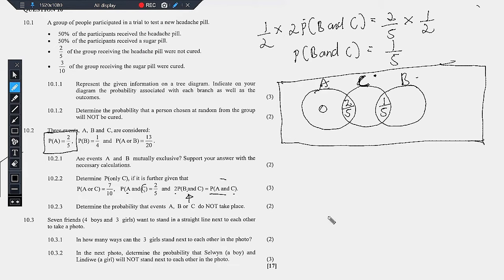So that means we have 0, right? And then what is the probability of B? We are given 1 over 4, but then the intersection only takes 1 over 5. Guys, fractions can be really confusing. 1 over 5 is smaller than 1 over 4. So in order to get the probability of B only, you'd have to obviously say 1 over 4 minus the intersection, which is 1 over 5. And then you will get 1 over 20.